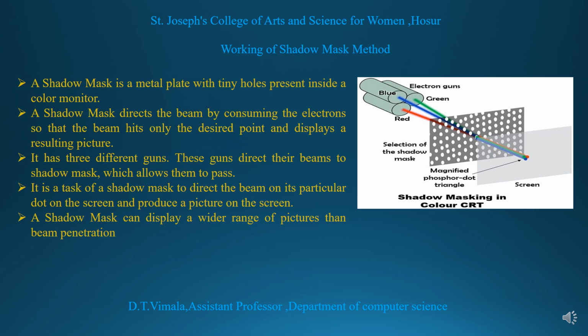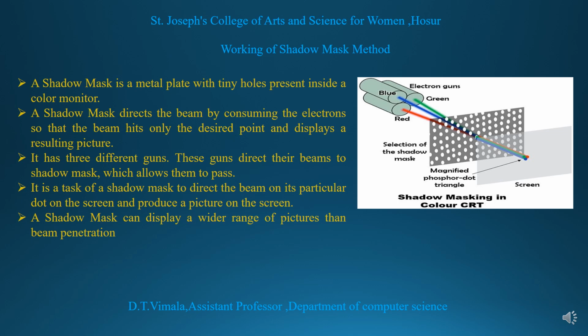Now, how does the shadow mask method work? A shadow mask is a metal plate with tiny holes present inside a color monitor. A shadow mask directs the beam from the electron guns so that the beam hits only the desired point and displays the resulting picture.